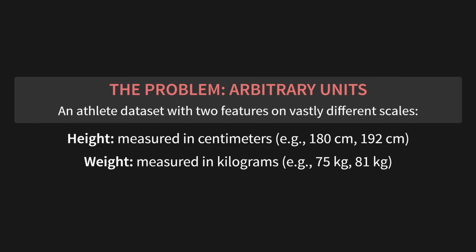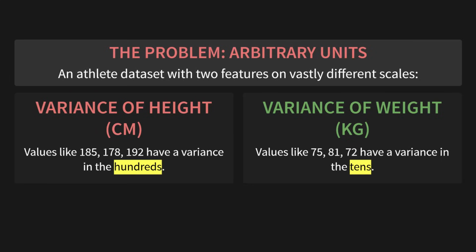Imagine you have a dataset of athletes with 2 features, but they're on vastly different scales. Let's say we have height measured in centimeters, so you have values like 180, 192. And then you have weight measured in kilograms, values like 75, 81. Now, think about the variance of these 2 features. The variance of height with those big numbers is going to be in the hundreds, but the variance of weight with its smaller numbers will be in the tens.